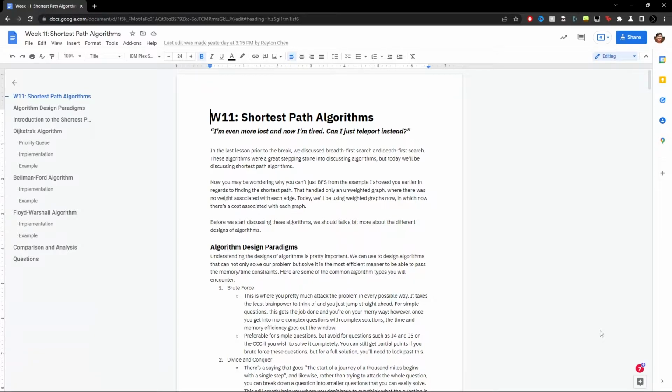Now, before we start discussing these algorithms, we have to talk a bit more about the different designs of algorithms. We call them algorithm design paradigms. This is what the word is, paradigm. Understanding the different designs of algorithms is pretty important. We can use them to design algorithms that can not only solve our problems, but solve them in the most efficient manner, so that they pass the memory and time constraints. So here are the common algorithm designs you'll encounter.